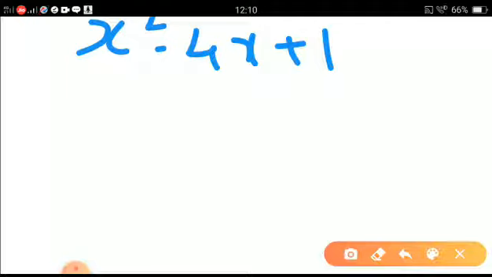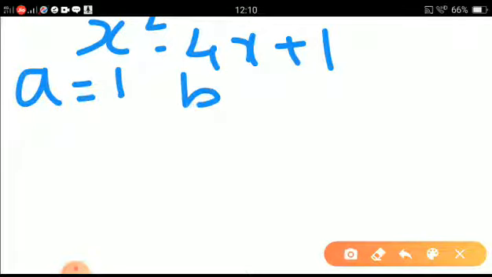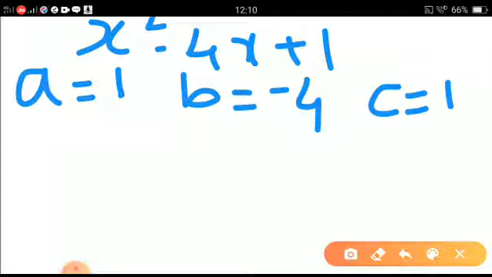So values of a, b and c. The value of a is 1, value of b is minus 4 and value of c is equal to 1. Now one of the zeros is given to be 2 plus root 3, and you have to find the other zero. Now since it is a quadratic polynomial, how many zeros will it have? It will have only 2 zeros.